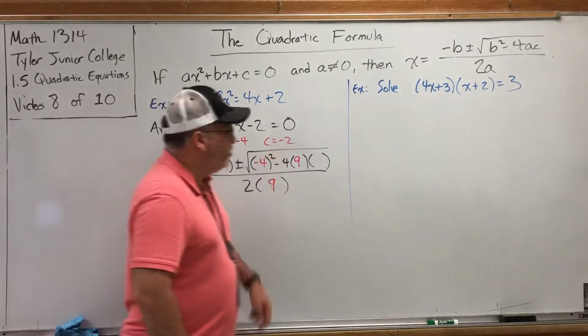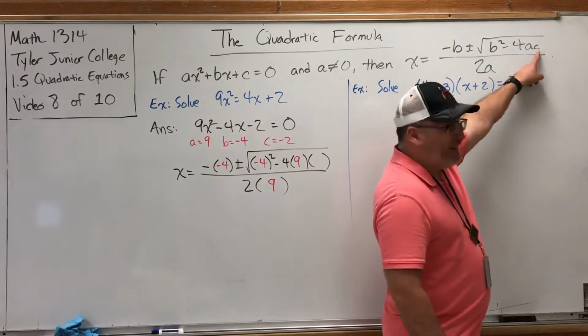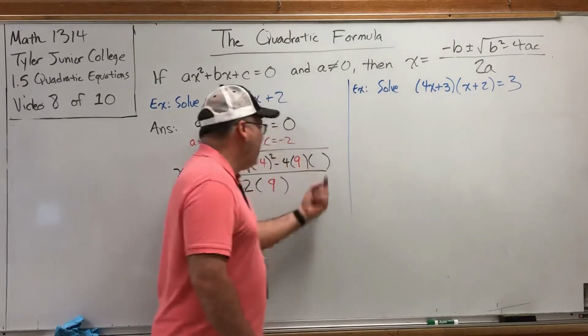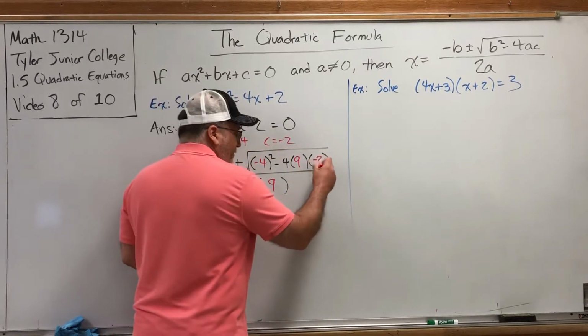The c is negative 2. The c goes at the end of the square root. So in this last parentheses, I'll put negative 2.